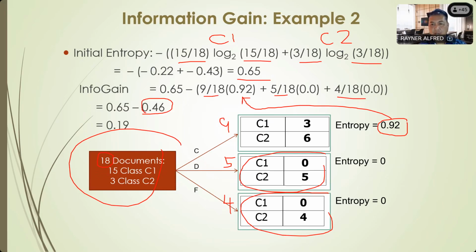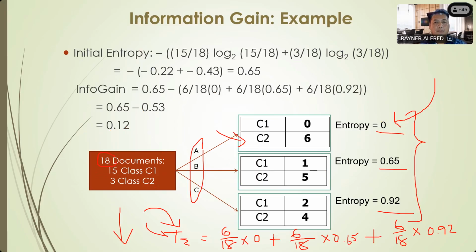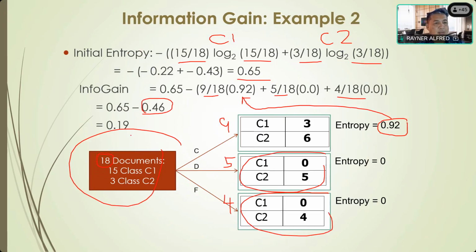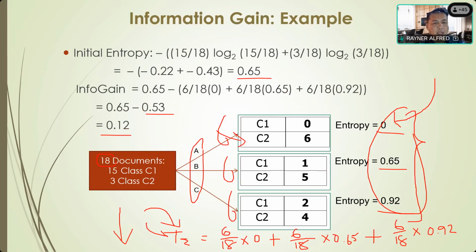Okay, so if we compare with the previous one, so this is where we have 6 and 6. So the accumulative entropy for all of this will be 0.53. So the info gain is 1.12. So compare with this, which is 0.19. So we can conclude that splitting the document using keyword CDF is much better compared to splitting the document using keyword ABC.